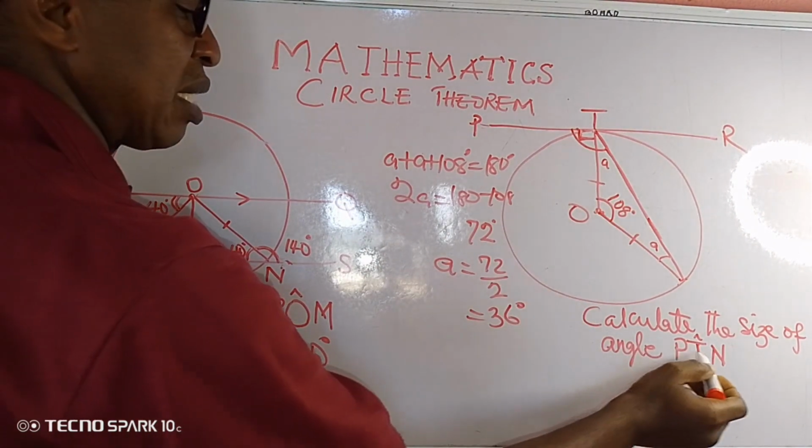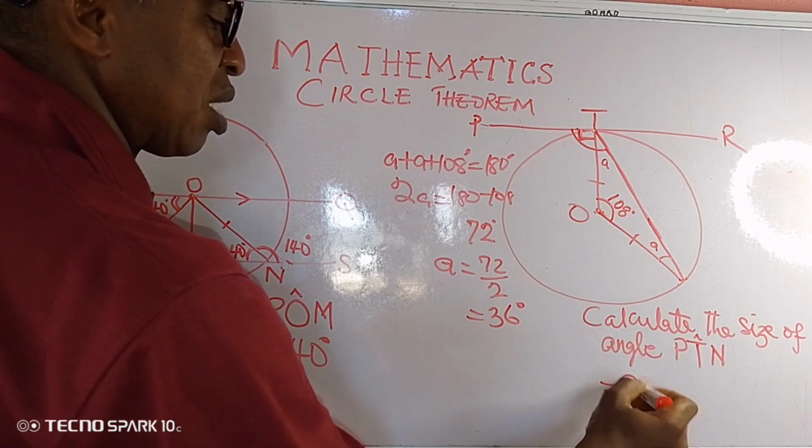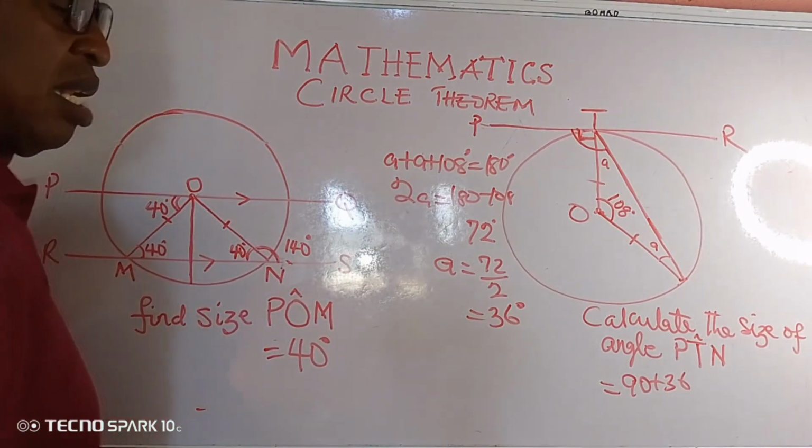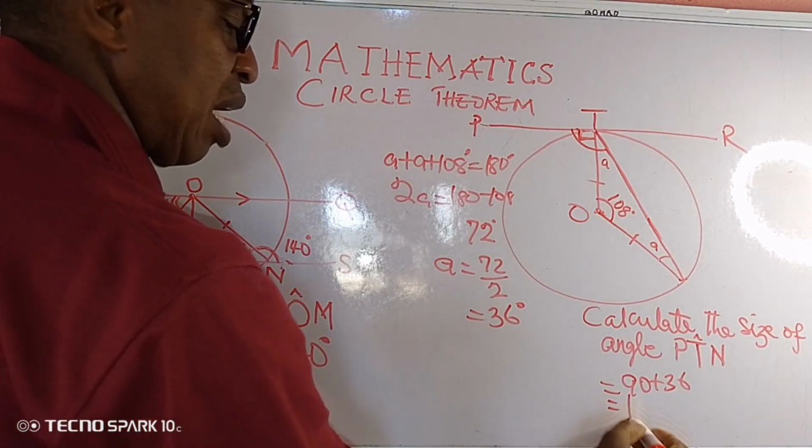So to find angle PTN, therefore, will be 90 plus 36, which is going to make our answer 126 degrees.